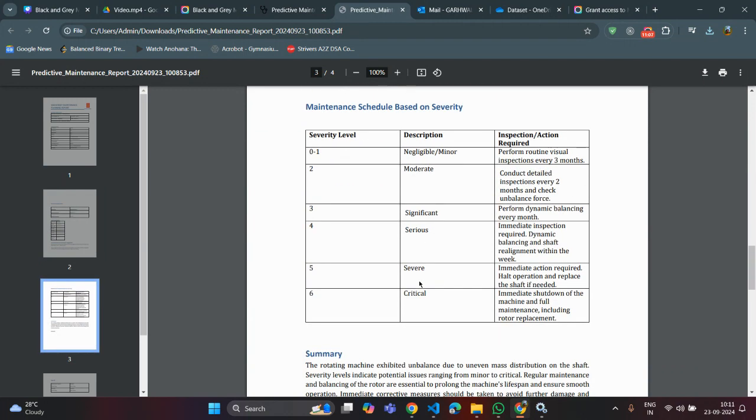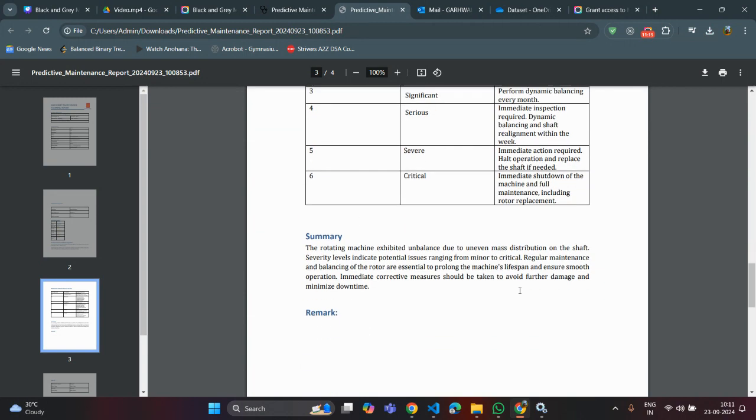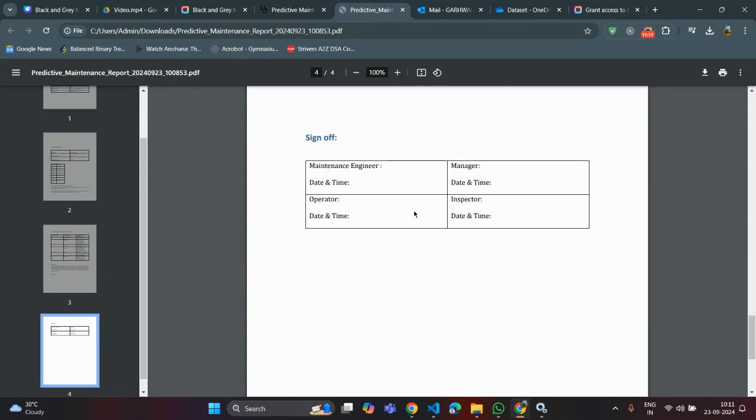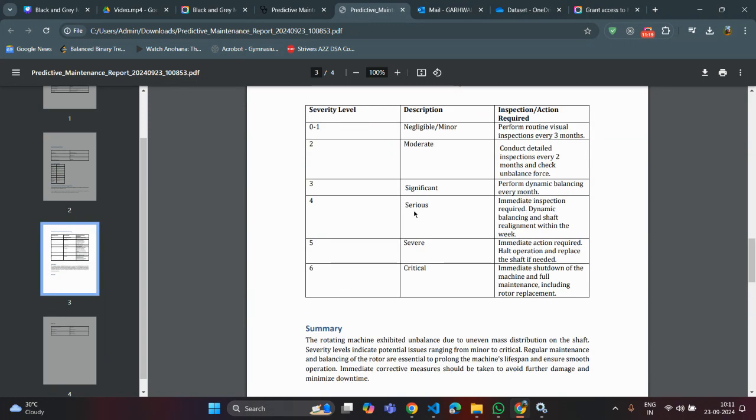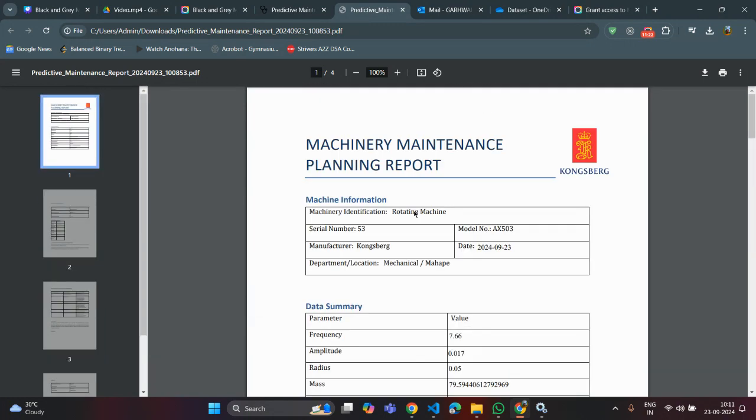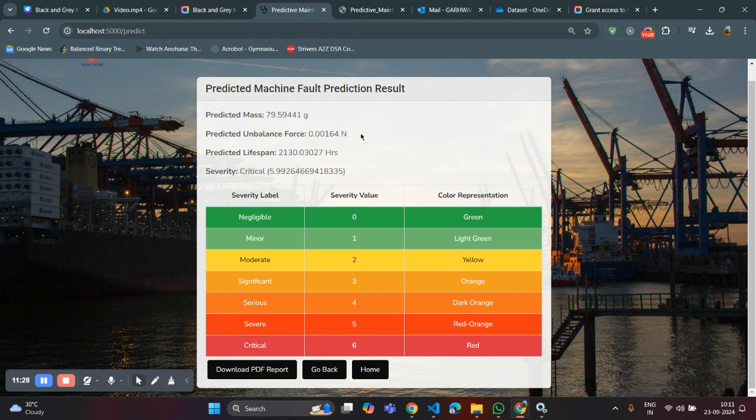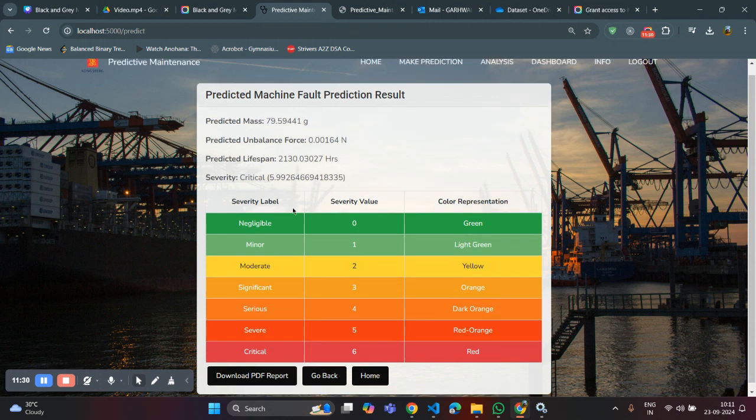It will also give you the maintenance schedule; if the severity is 6, immediate maintenance is required. Then there is a summary, and here is the signature space for the maintenance engineer and others. So this is the automatic, personalized report generated for every machine. Then see, if we have a fault in our machine, if the problem is very severe, then a mail will go to our system. I will show you the mail.